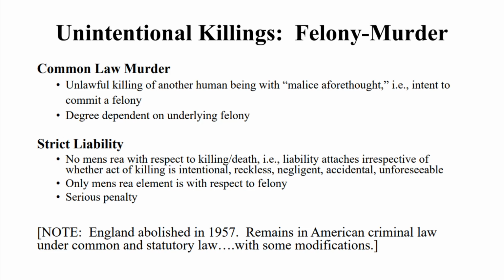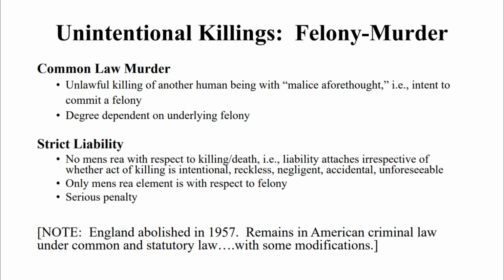The first, that it is a traditional crime that existed at common law. It was one of the four types of murder with malice aforethought, based on intent to commit any felony. The second point to keep in mind is that it is strict liability with respect to the homicide, the killing, the death. The only mens rea or culpability that must be proven relates to the underlying felony, or what we call the predicate felony. No mens rea need be proven with respect to the death. So felony murder can attach regardless of whether the defendant acts intentionally, recklessly, negligently, accidentally, unforeseeably in causing death.